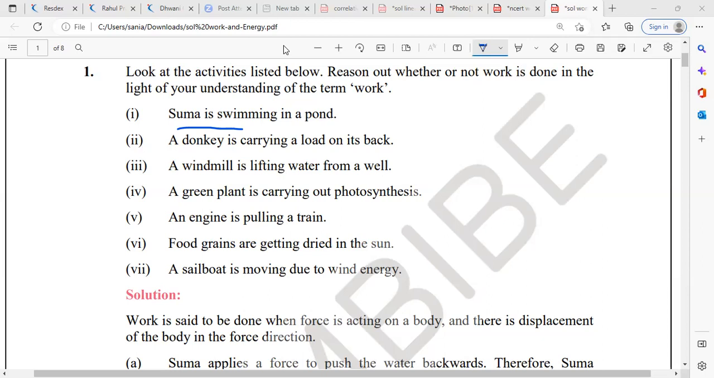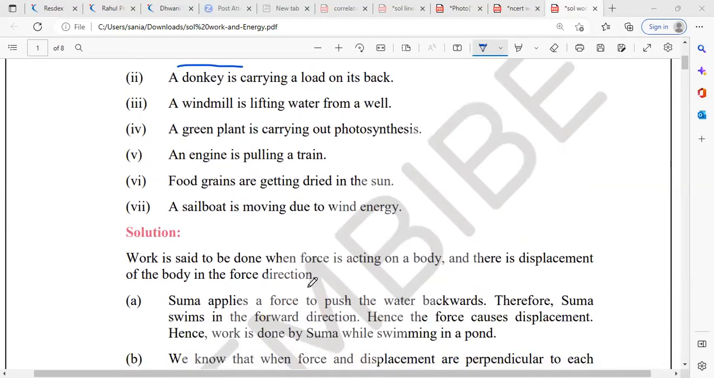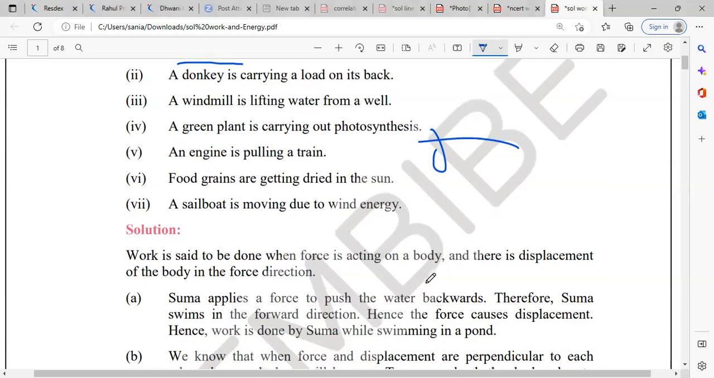Yes, ma'am, I'm done. Okay, so now let's discuss it one by one. First of all, Suma is swimming in a pond. So what do you think? Is work done or not? Yes, ma'am. Okay. So over here, Suma is applying the force, and she is moving from this place to this. So therefore, the work is done.